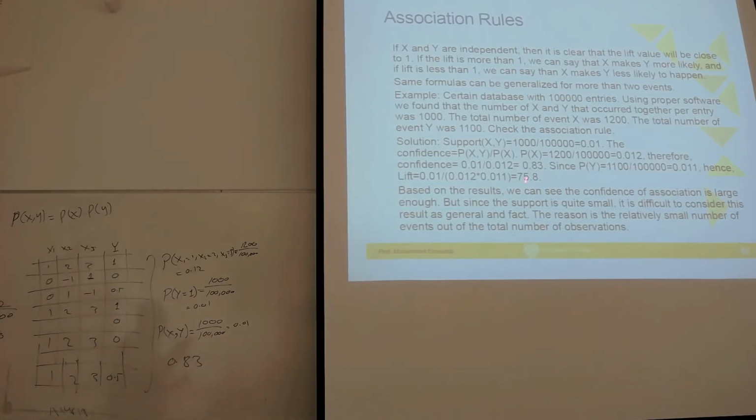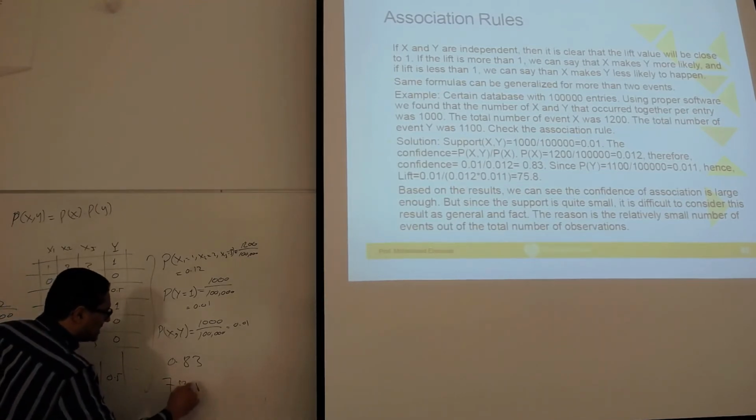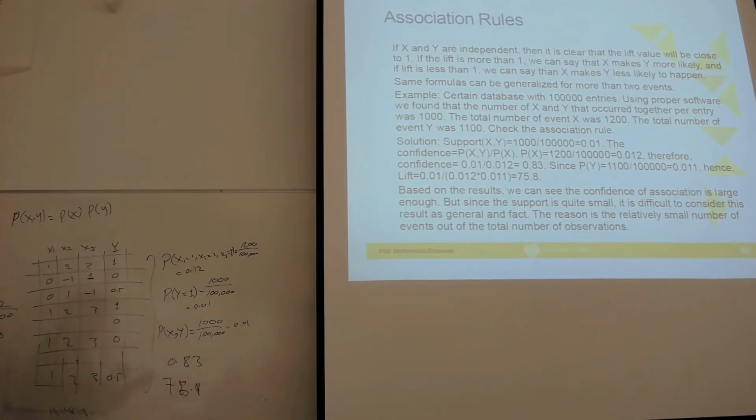Okay, and also the lift: we divide the confidence by the probability of Y, and it gives 75.8. What does it mean? The lift is very high, so it is good in that sense. So it supports our idea or our assumption. The confidence also gives us more confidence about this assumption. The only problem that we have here is the support. The support is 0.01. What does it mean?